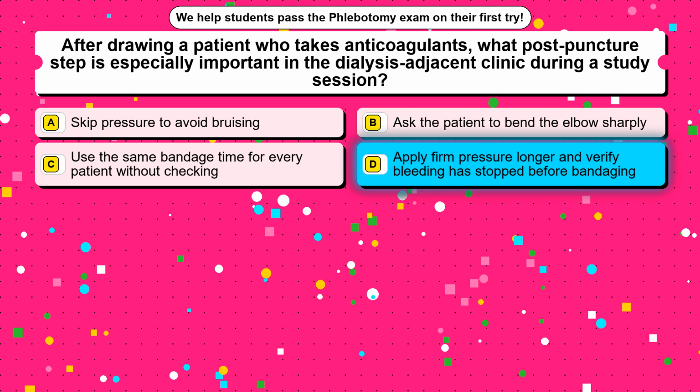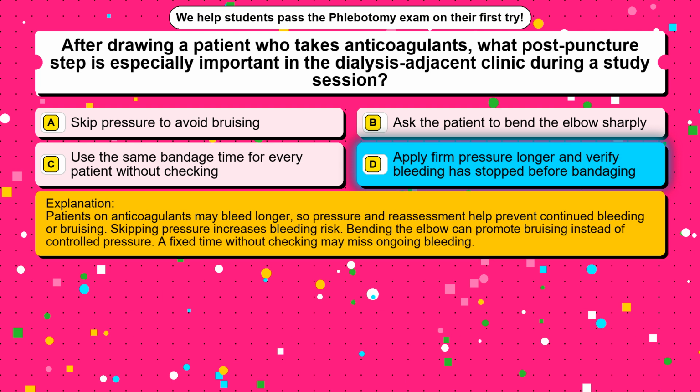The correct answer is option D. Apply firm pressure longer and verify bleeding has stopped before bandaging. Patients on anticoagulants may bleed longer, so pressure and reassessment help prevent continued bleeding or bruising. Skipping pressure increases bleeding risk. Bending the elbow can promote bruising instead of controlled pressure. A fixed time without checking may miss ongoing bleeding.